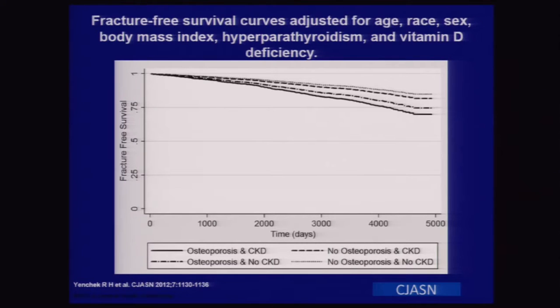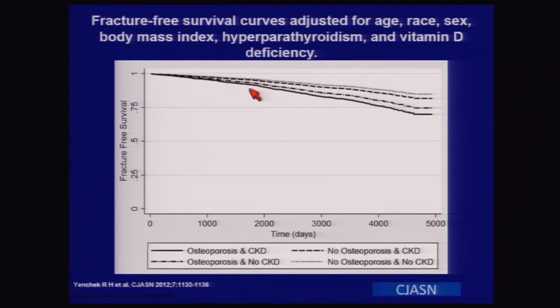We do know that there is, as I said, excellent data out there showing that DEXA can help us assess fracture risk. And these data come from the Health ABC study. Here we have patients who had their bone density measured, and they were followed prospectively. There are patients here with no osteoporosis and no CKD, followed by no osteoporosis and CKD, followed by osteoporosis, no CKD, and osteoporosis with CKD.